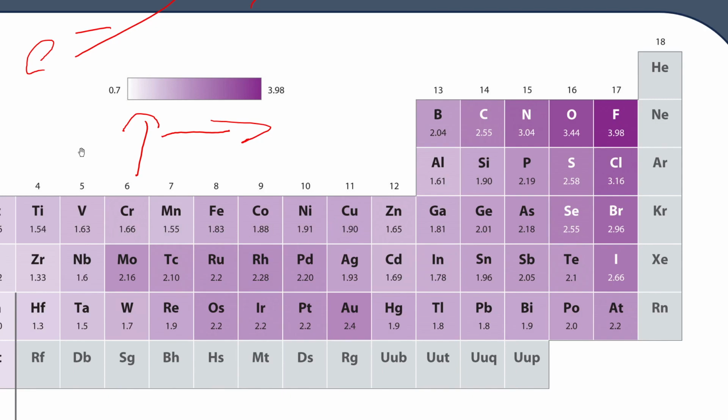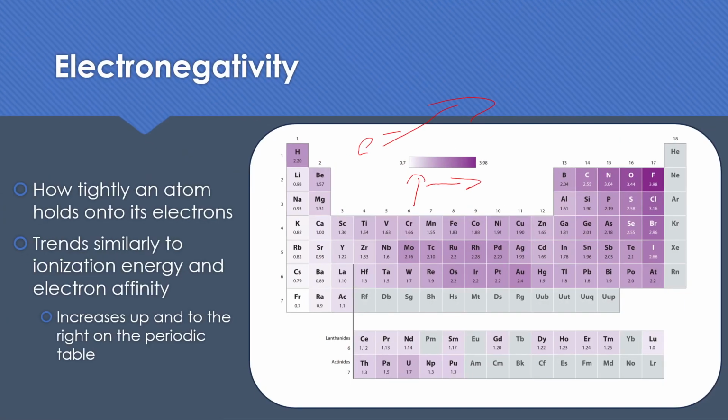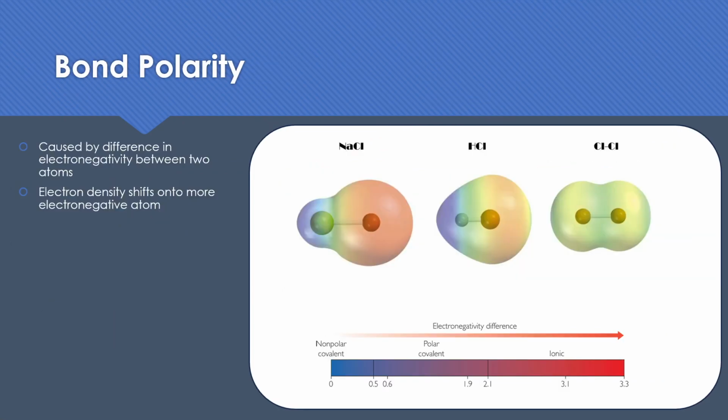So how does this play out in bonds? Well, it leads to what we call bond polarity. So bond polarity is caused by a difference in electronegativity between two atoms. So electron density will be pulled from the less electronegative atom onto the more electronegative atom. And based on the difference gives you our different types of bonds that we've talked about: nonpolar, polar, and ionic.